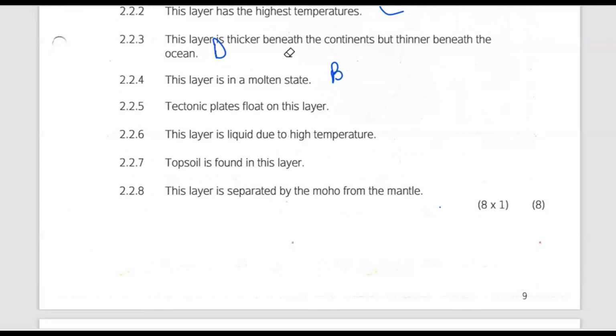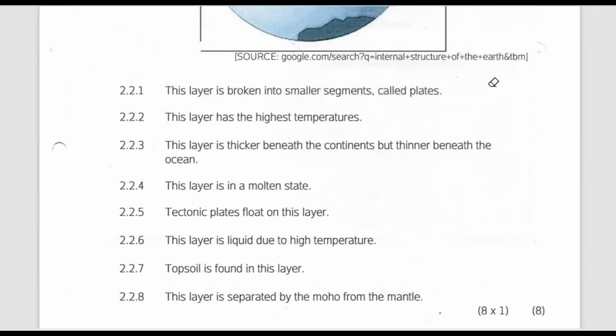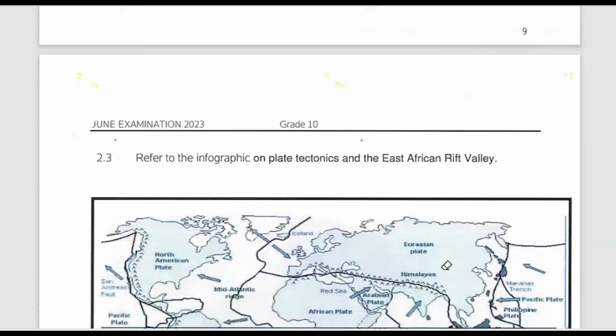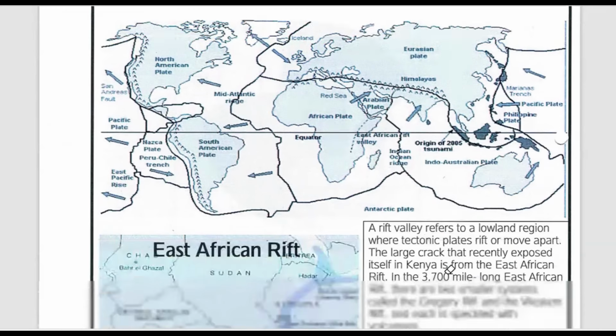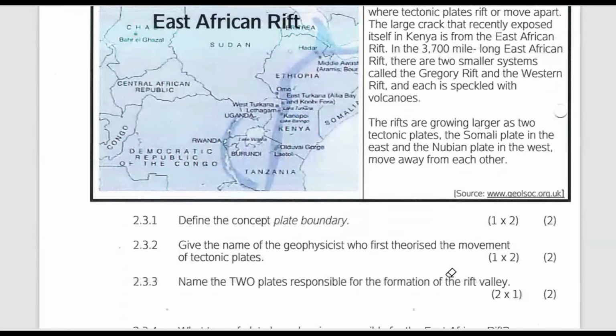We move on to the following question as we go through our discussion. Right. We have question number 2.3, which is basically based on plate tectonics and the East African Rift Valley. Give the concept plate boundary. That is the question. The question is asking us what a plate boundary is.